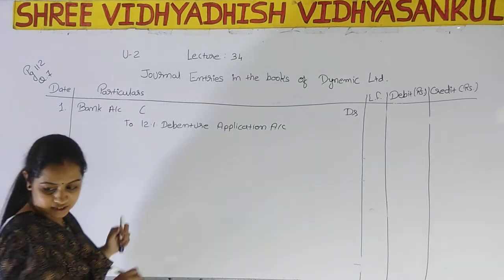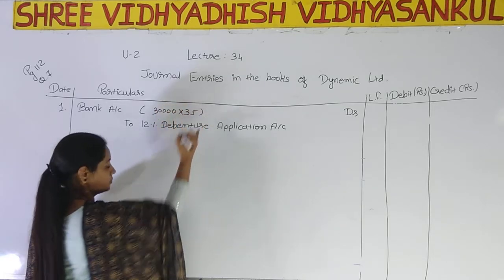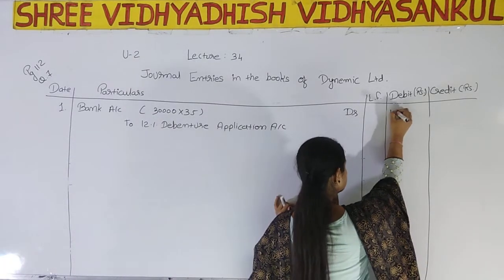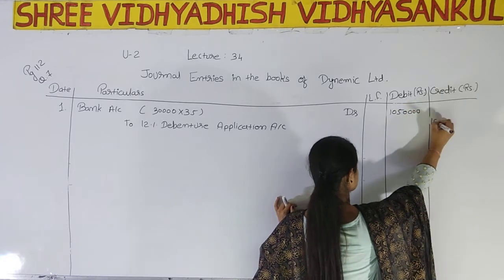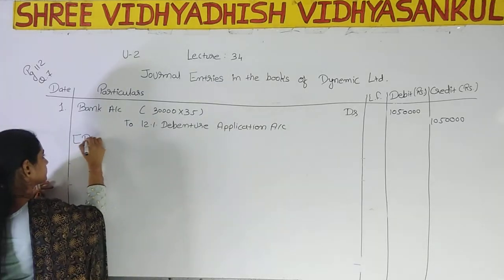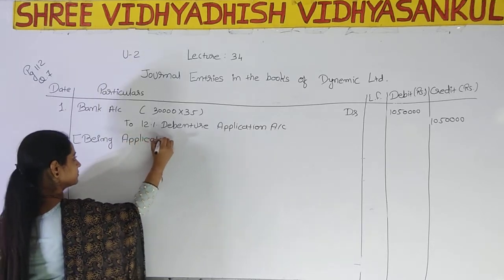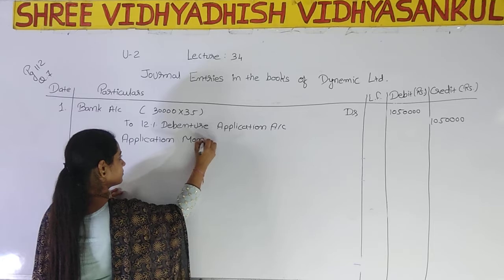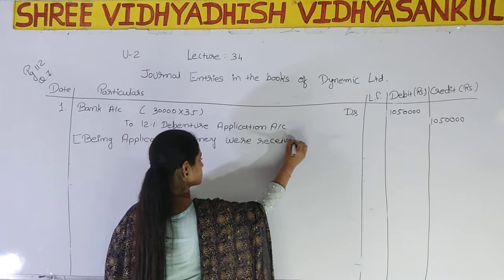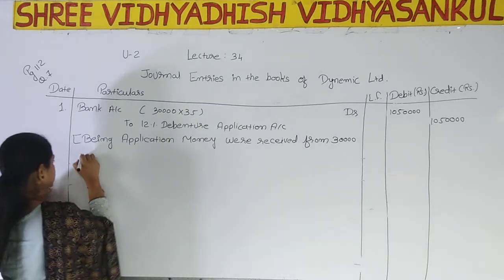Number of debentures are 30,000 into, we have demanded 35 rupees, right? So the amount will be 10,50,000. Into bracket, being application money were received from 30,000 applicants.